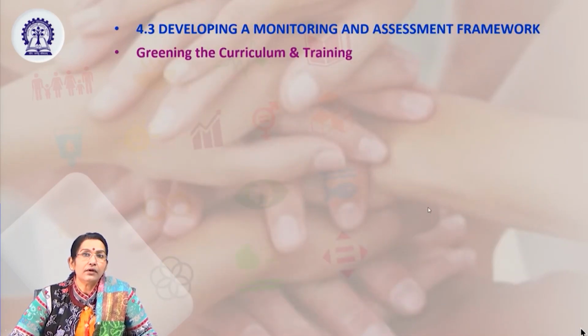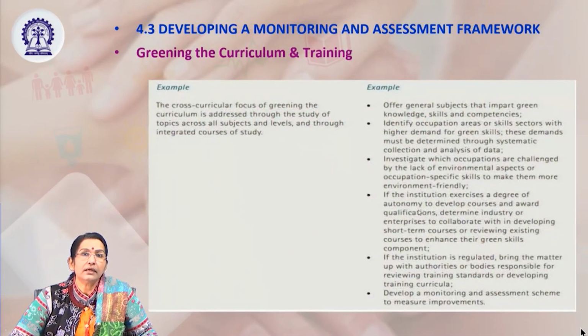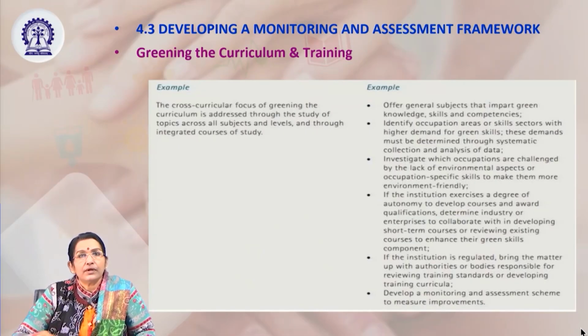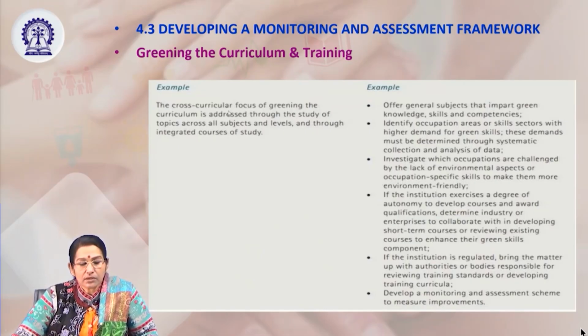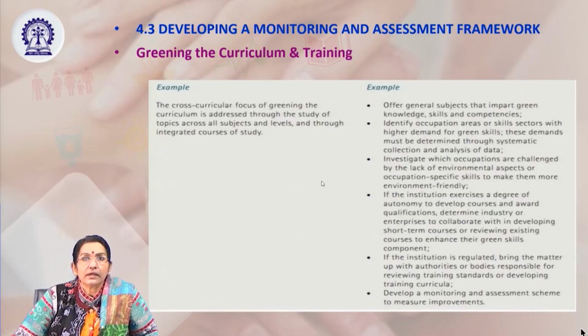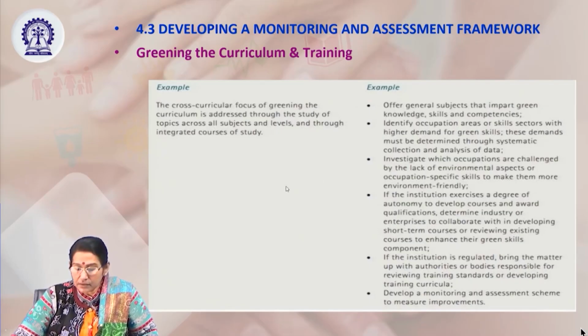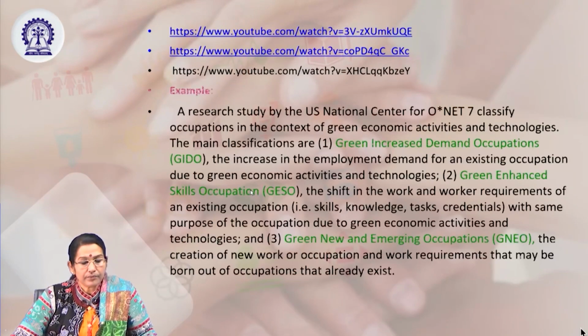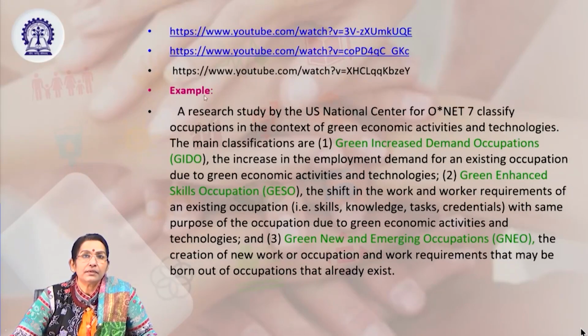The next is developing and monitoring the assessment framework, greening the curriculum and training, that is, developing the monitoring assessment framework that we have discussed. This is a cross curricular focus, where greening the curriculum is addressed through the study of topics across all the subjects. This is an example given here. On the basis of that, similarly we can also develop the curriculum framework and training, by taking tips from these aspects. So, some YouTube links are given here.